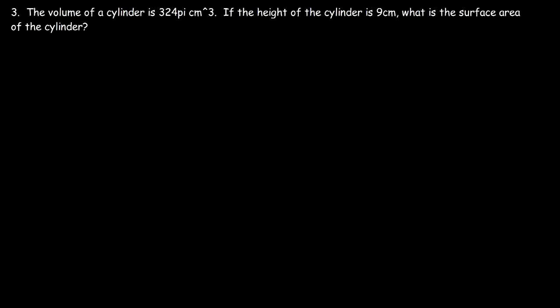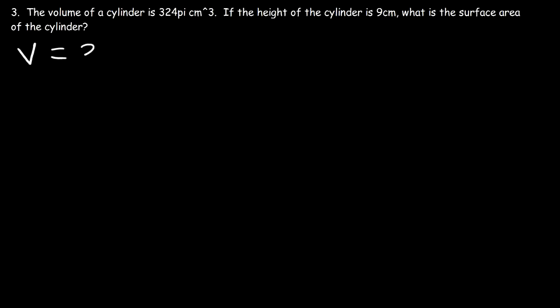Number 3. The volume of a cylinder is 324 pi cubic centimeters. If the height of the cylinder is 9 centimeters, what is the surface area of the cylinder? So take a minute and try this problem. It's best to write down the information that you have.